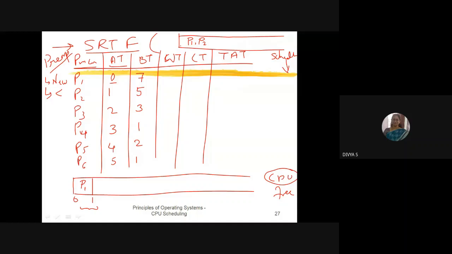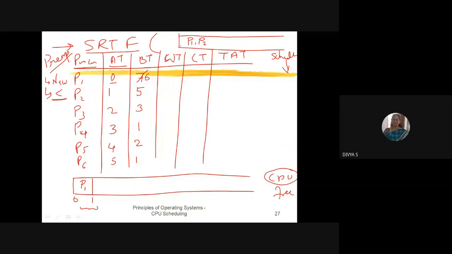So, what is the second condition? Is the newly arrived process P2's burst time lesser than the currently executing process's burst time or not? Yes or no? Now, to avoid one more confusion, how much time has P1 completed? How much work has P1 completed? 1 unit of work, right? Now, what is the remaining time? 6. Very good.